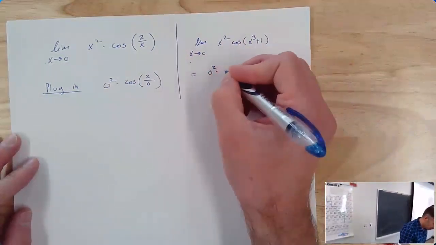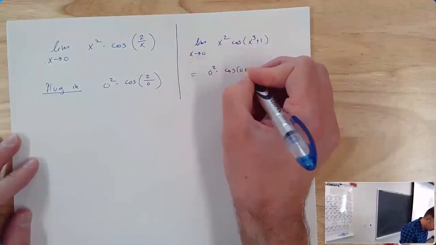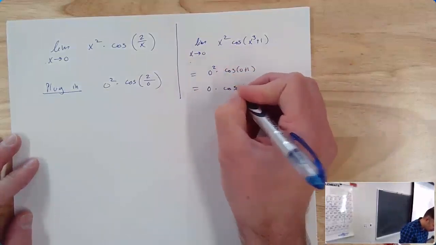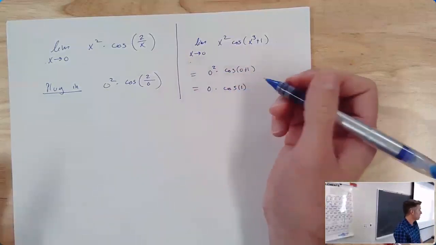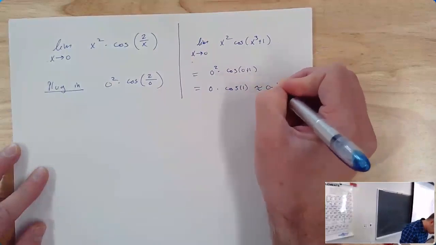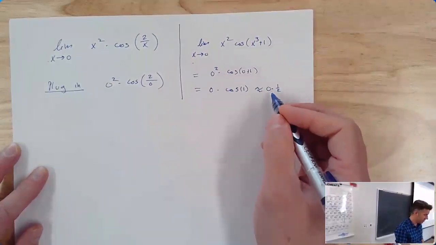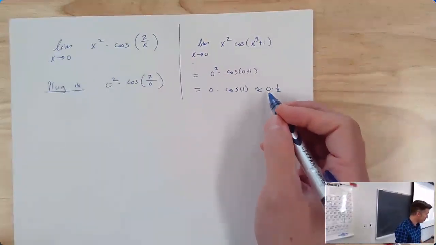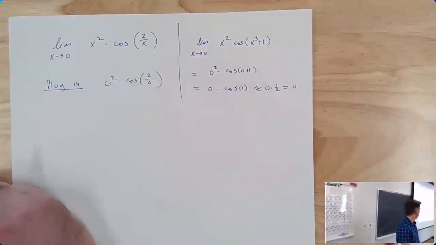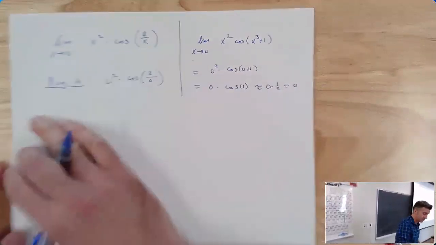You get 0 squared times cosine of 0 plus 1. I don't know exactly what cosine of 1 is, but I have a good idea. It's about 1/2. But it doesn't matter, because 0 times any real number, not infinity, is 0. So I'm sorry, your professor doesn't know what you're talking about.